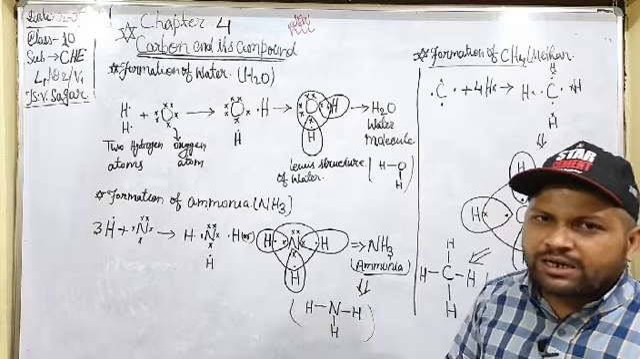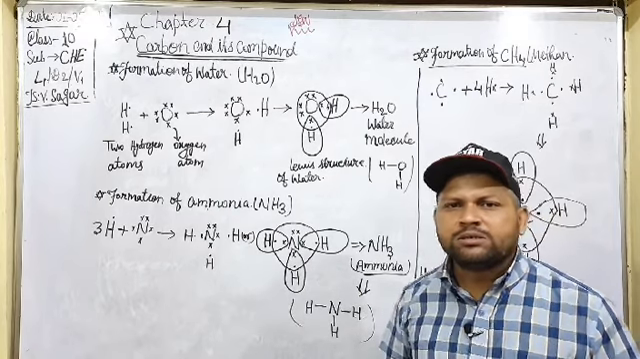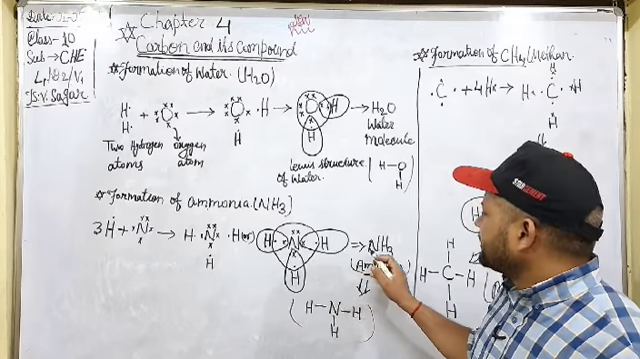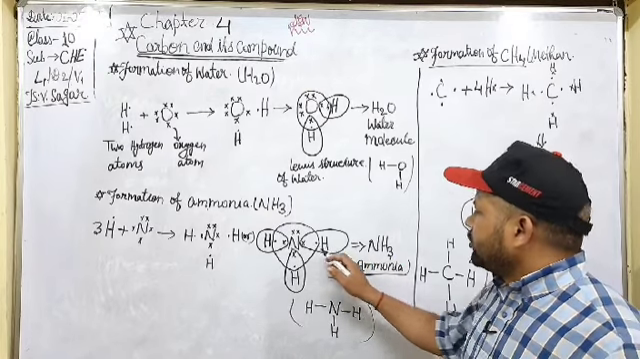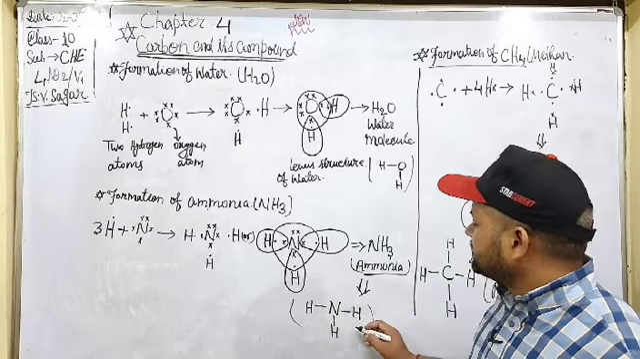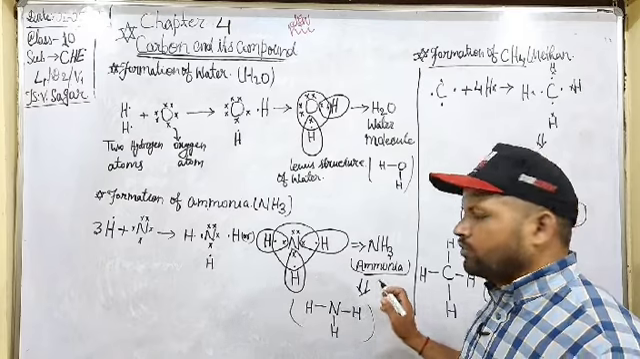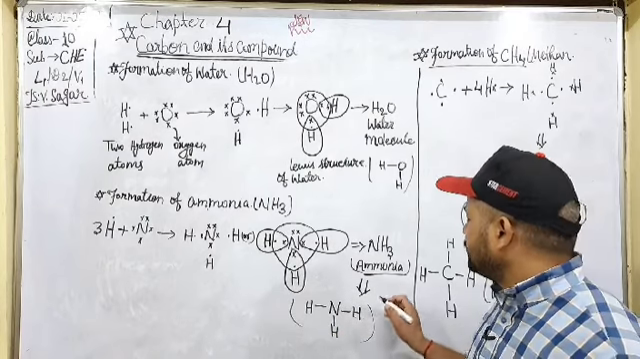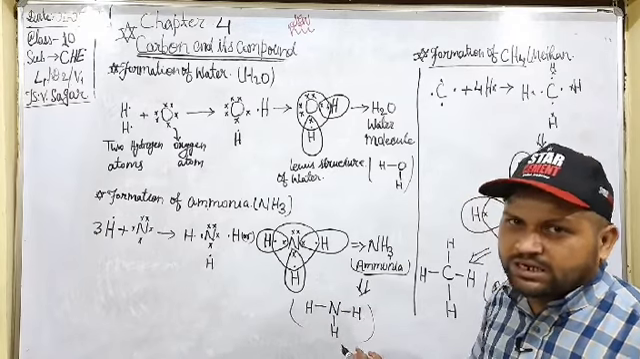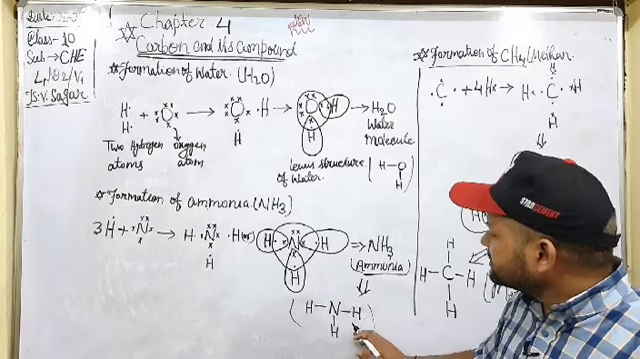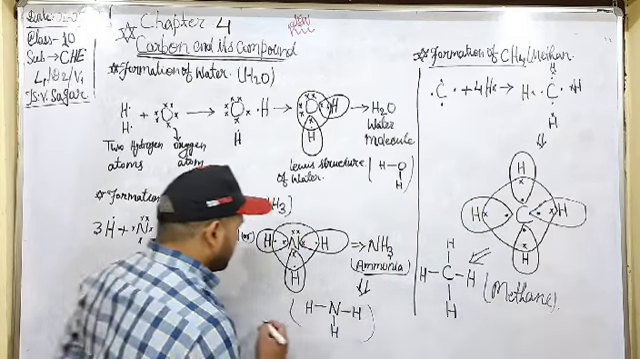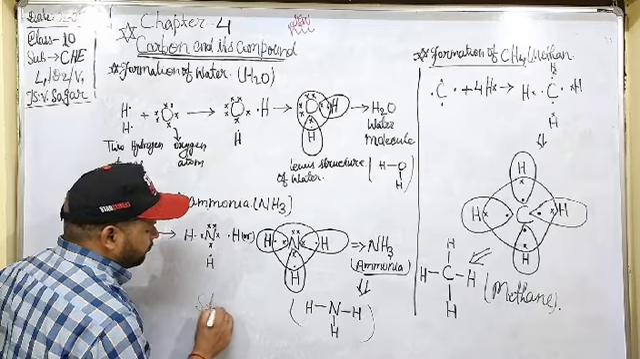These 2 left electrons are called what? Lone pair of electrons. So here the formation of the Lewis structure of ammonia takes place, and the formation of the ammonia molecule takes place, and it is shown by this structural formula. This is the structural formula of ammonia. You should remember this structural formula.